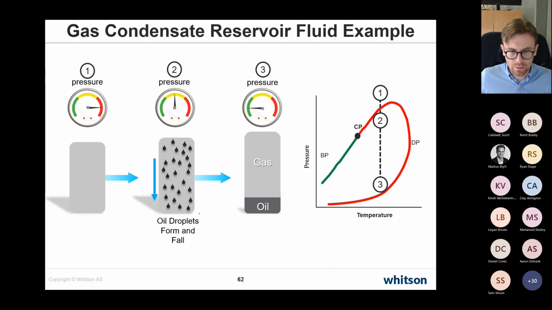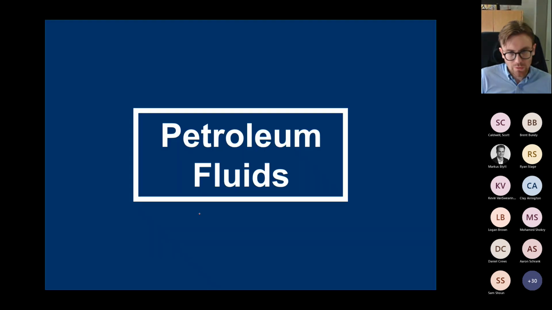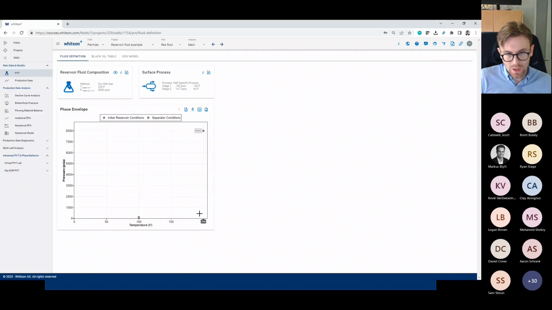Okay, so that was just to show you that all of this is essentially generated with the same equation of state model, just different fluid types. What is actually changing is the composition, from low, in this case the low GOR fluids, to higher GOR fluids.